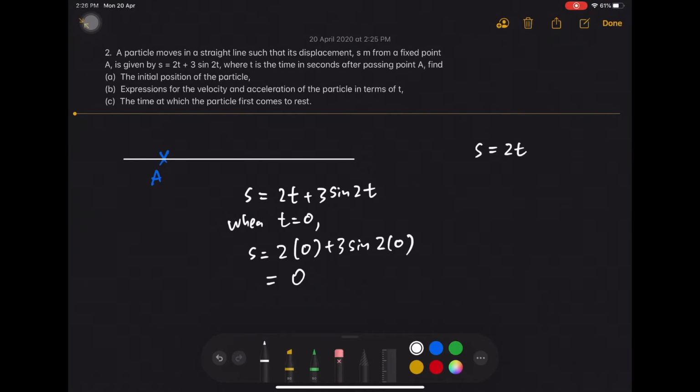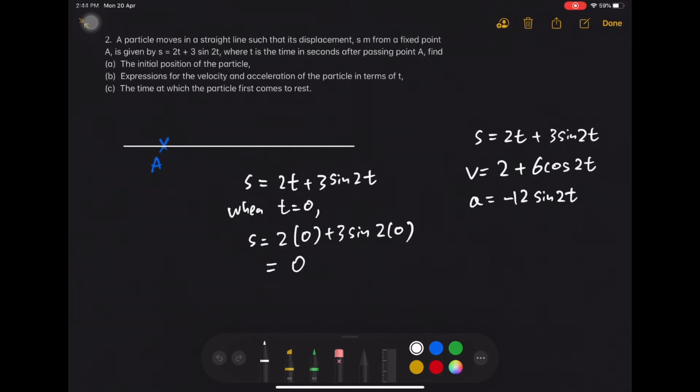So if you differentiate my displacement, we're going to get my velocity. So ds over dt, this will be 2 plus 6 cosine 2t. And we have our acceleration. If you differentiate one more time, we have negative 12 sine 2t. Just take note, when you differentiate sine, you get cosine. And when you differentiate cosine, you get negative sine. That's how you get these two equations for my velocity and my acceleration.